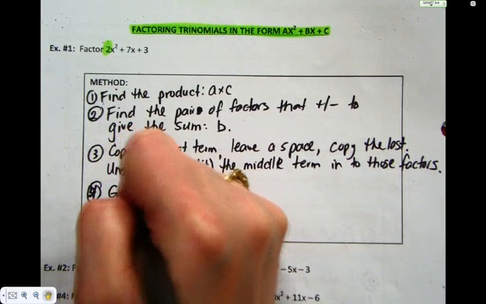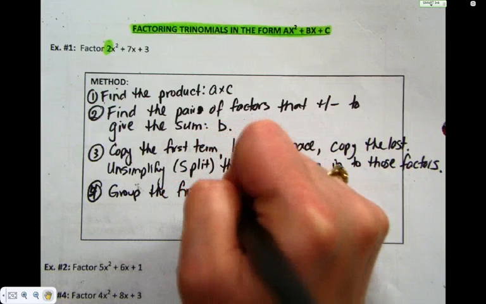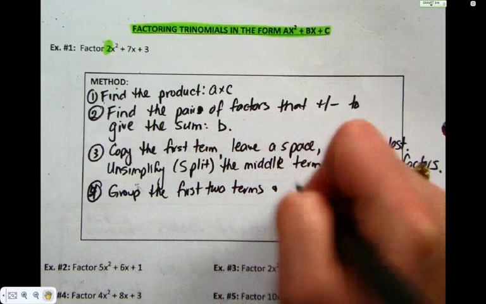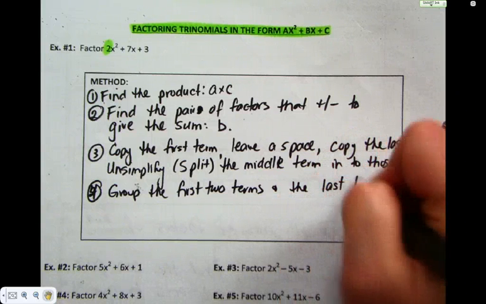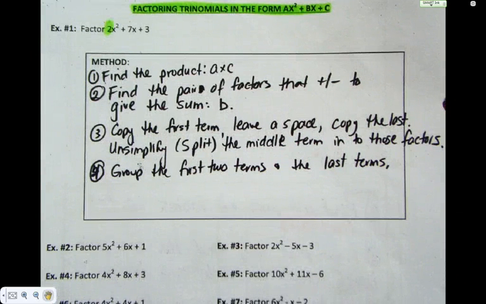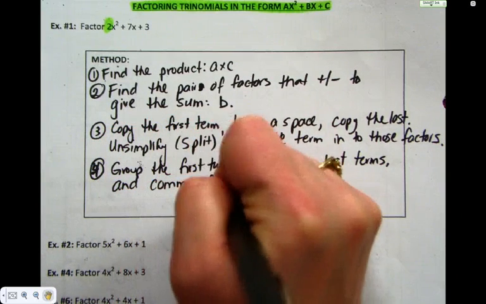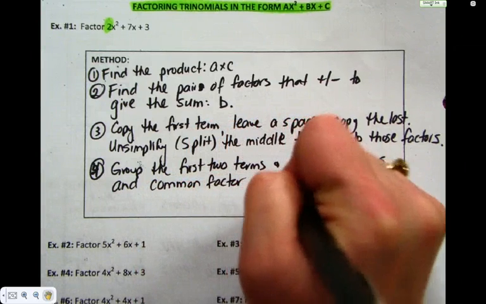Group the first 2 terms and the last 2 terms. Some people like to name the terms 1 through 4, so you're grouping 1 and 2 and 3 and 4. Okay, because you'll always have 4 terms in this spot. So group 1 and 2, group 3 and 4. And common factor each group.